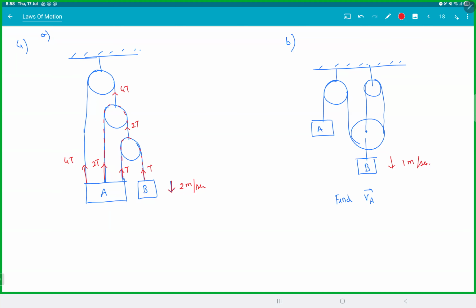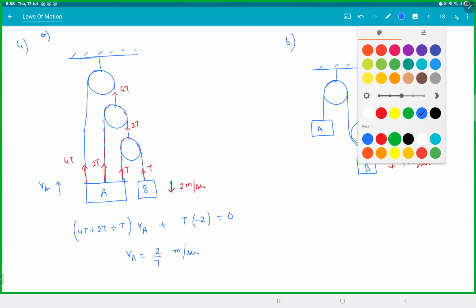So on block A, there are 3 tensions. So the total power on A must be 4T plus 2T plus T, that is the total tension on A into VA. Plus tension on B will be T into minus 2 because it is going down, is 0. Are you clear with this? So when you say power on A, you take the total tension. If there are 20 strings connected, take the tensions due to all the 20 strings. That will give you 7T. So VA will be 2 by 7. Plus indicates the direction I assumed is right. I assumed up. So easy.